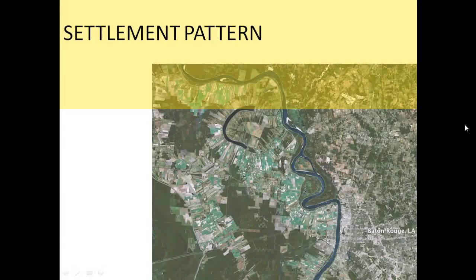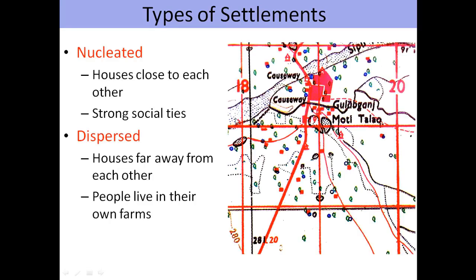Now we'll learn what the settlement patterns on a topographical map are and what their types are. Nucleated and dispersed. The name itself suggests that in nucleated settlements, houses in the villages are closely packed. As you can see on the map extract, Gulabganj town or village, these red color squares and rectangles represent the settlements. So they are very closely packed and they also have very strong social ties.